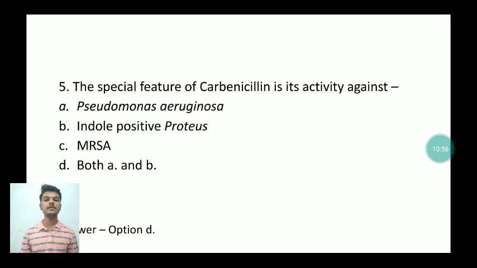Our fifth MCQ is, the special feature of carbenicillin is its activity against. We have seen the special feature of this penicillin congener is their activity against Pseudomonas aeruginosa and the indole positive proteus, which are not inhibited either by penicillin G or by the aminopenicillins. Hence, our answer is option D, that is both A and B.